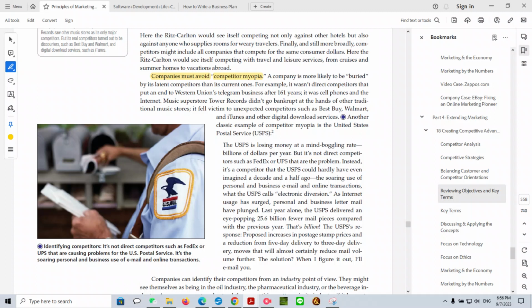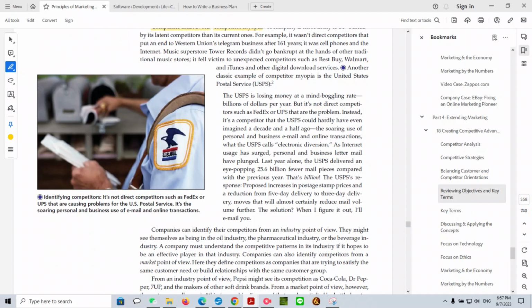Also, are they offering the same product or service? And we want to look at the niche. What value proposition are they offering? They're offering a different value proposition that is a different niche, therefore they're not competitors. Hopefully that's clear. Now, companies can identify their competitors from an industry point of view, like I told you before. So, first thing is you look at the industry.